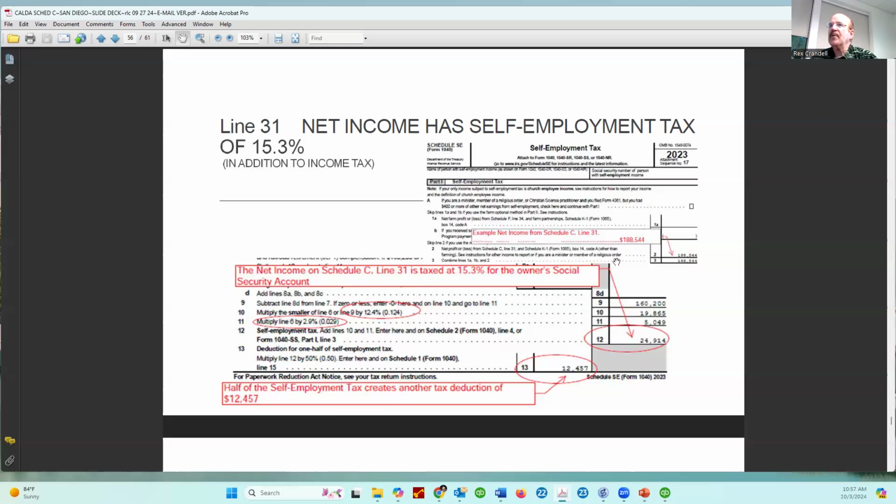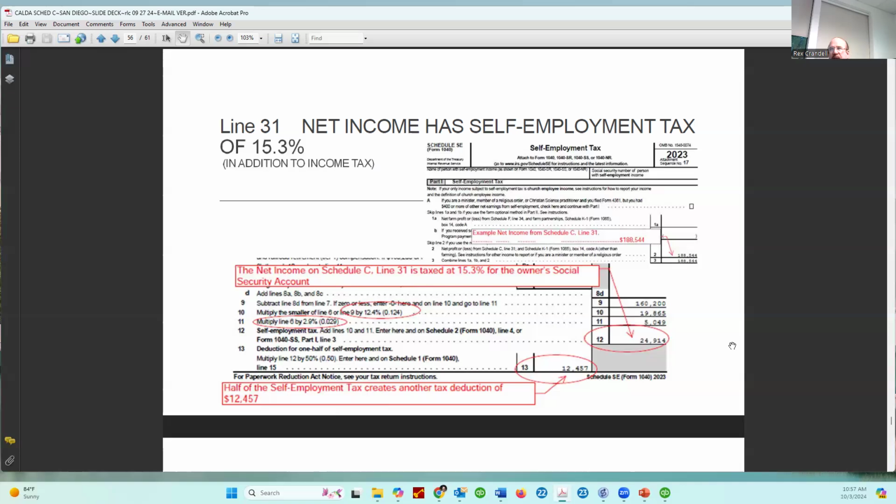So in our example here, we have a net income of $188,000. There are two components, FICA and Medicare, and we'll just combine them. 15.3% of that income is an additional tax of $24,914. So people whine, moan, and complain and say, why do I have to pay that much in self-employment tax and it's gone? That's not entirely true.